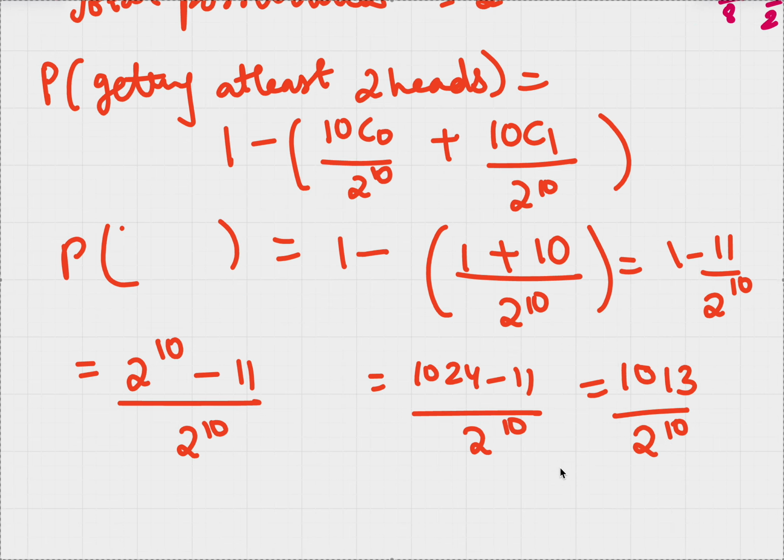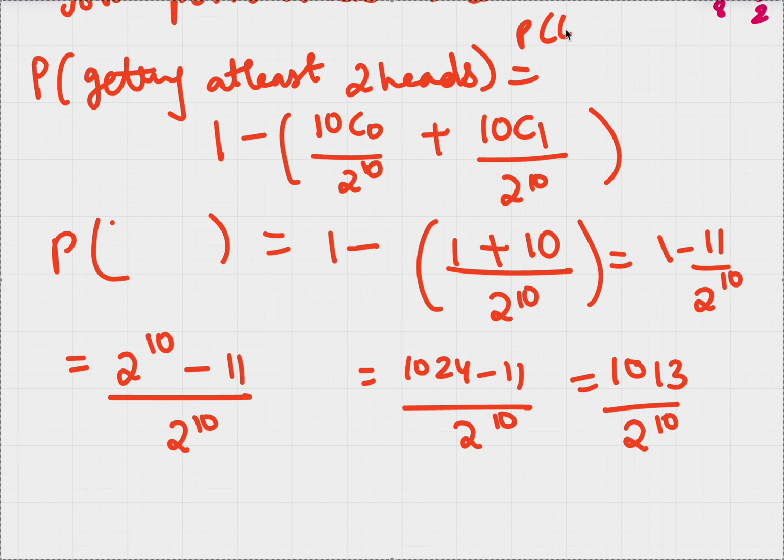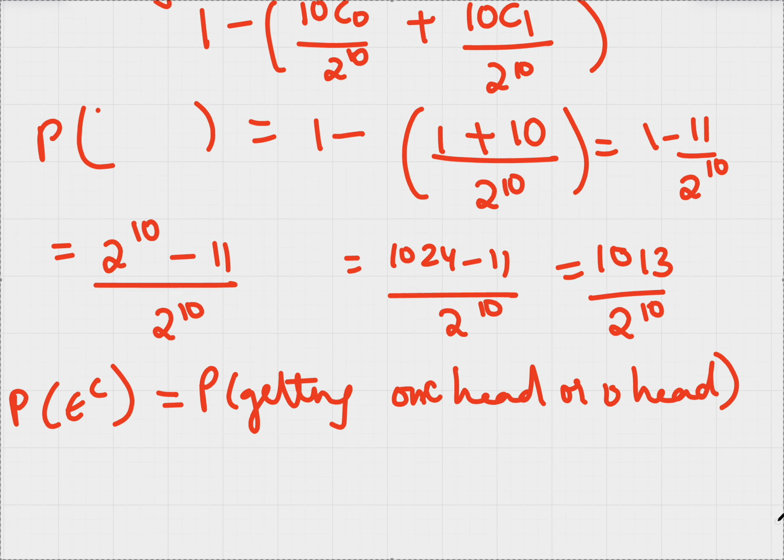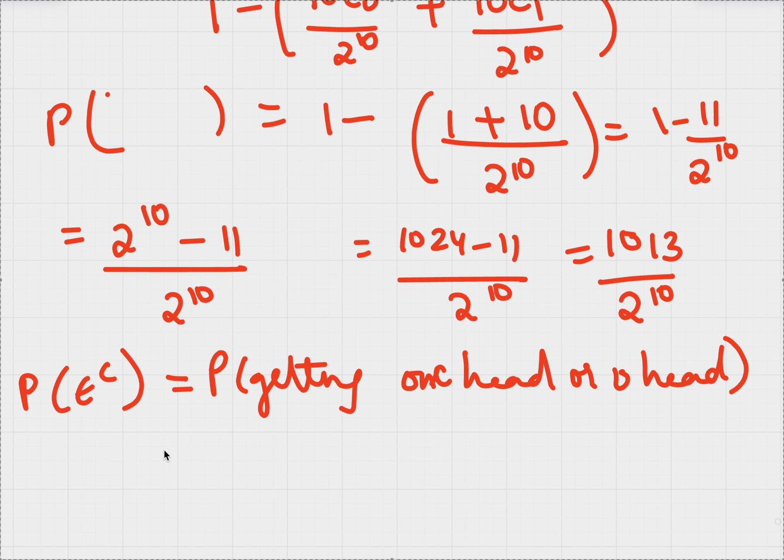Now this is our P of E, the probability of this event occurring. Now we want the probability of the event not happening. E complement means the probability of not getting at least 2 heads, which is equal to the probability of getting 1 head or 0 heads. I should have calculated this before so that our calculation would have been even easier, but I think it's okay.